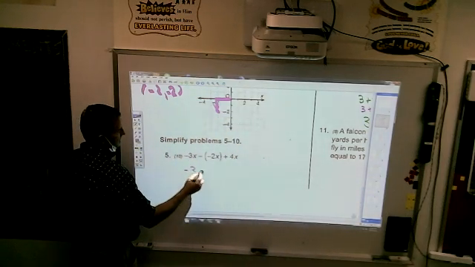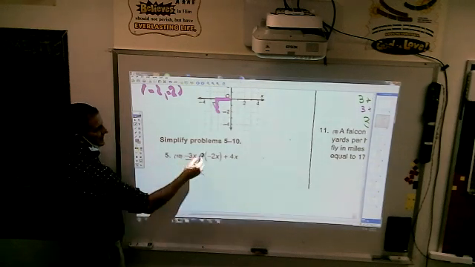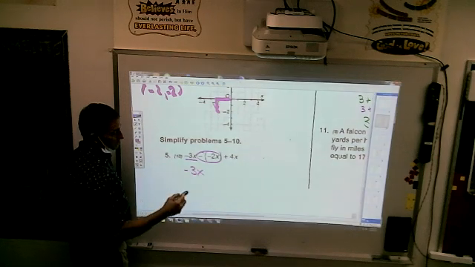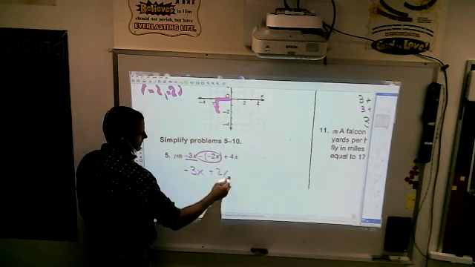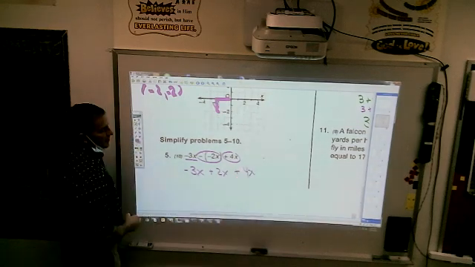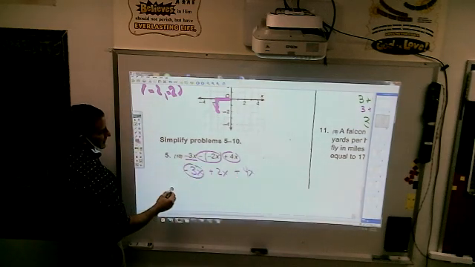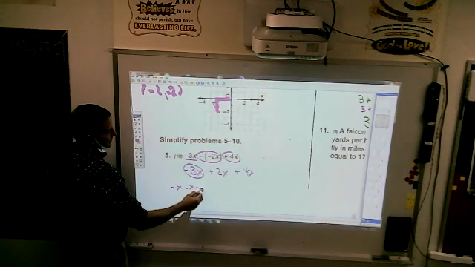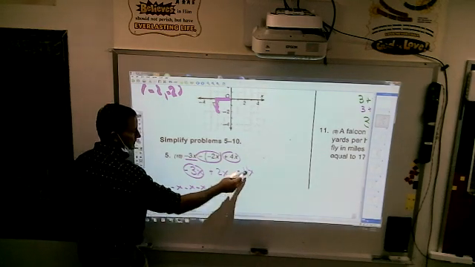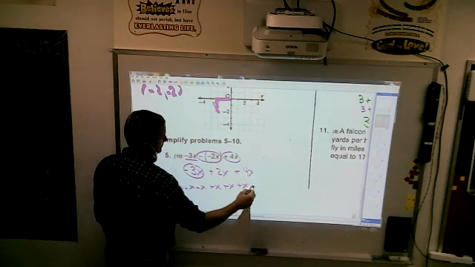This is minus 3x, Ty, right? I'm not changing that. What is a negative 2x? Two negatives put together is positive. Positive 2x. And this is just a plus 4x. What do these all mean? This means I have 3 negative x's. This means I have 2 positive x's. And this means I have 4 more positive x's.